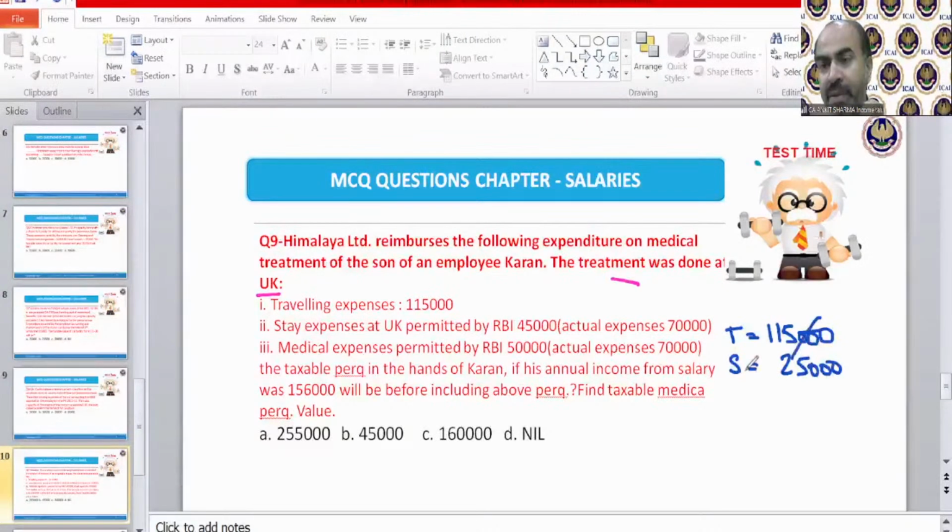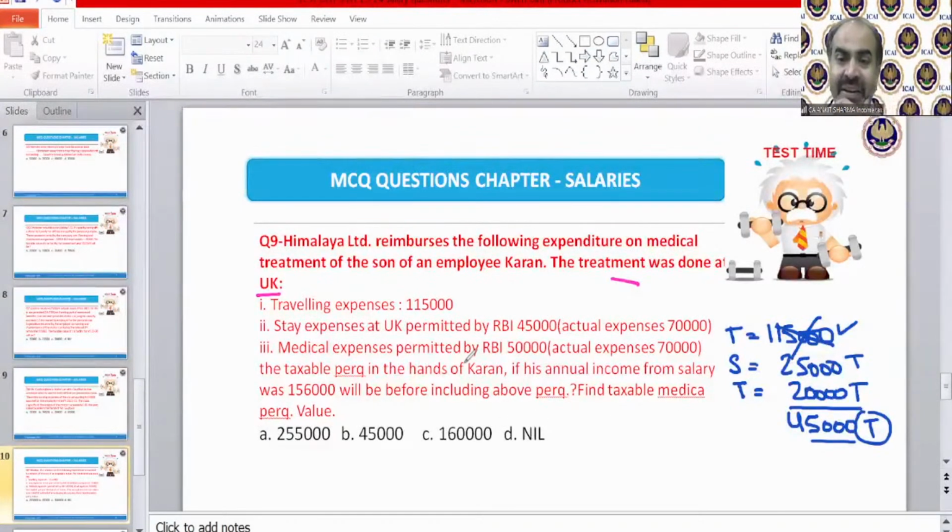This is going to be exempted. Traveling is fully exempted. Taxable value we are finding out. So this is going to be taxable. And for treatment purpose, that was 50,000 permitted by RBI, but the actual expenditure was 20,000. That is going to be taxable. The actual expenditure was 70,000. So the balance is going to be taxable. So out of this medical facility, only 45,000 is going to be taxable till now.